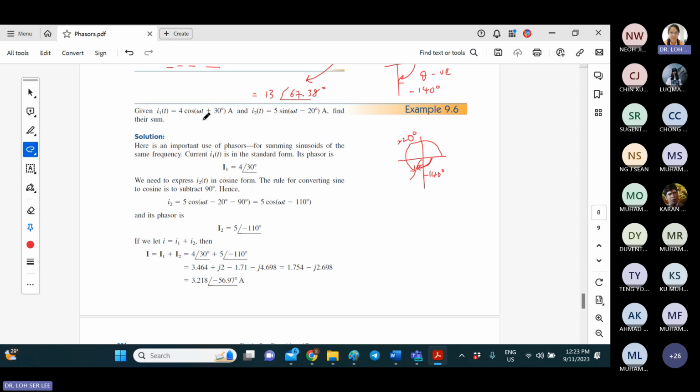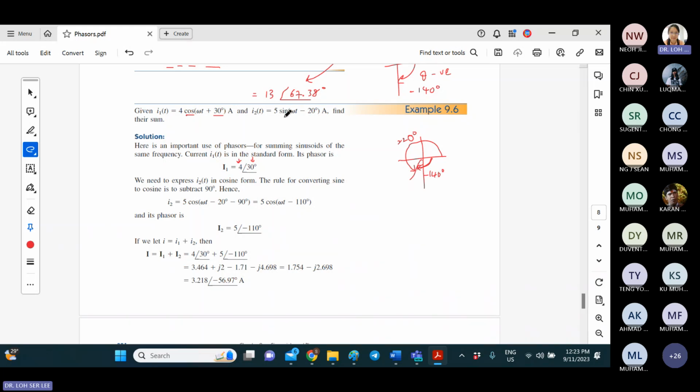We can't sum up these two directly, so we have to convert into phasor forms. This one is cos, so for cos, it is very straightforward. Your phasor for this first one is 4, and the phi is 30.